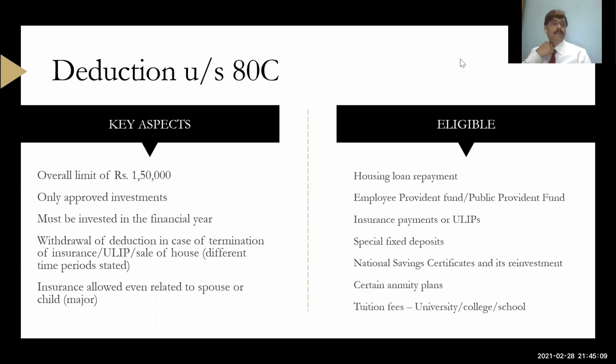One of the important deductions is deduction for approved contributions such as housing loan repayment, contribution to provident fund, insurance premiums, national savings certificates, special bank deposits, etc. There is a provision under income tax law which is popularly known as Section 80C, which allows deduction of up to ₹1,50,000 per year for investments in the schemes mentioned in the slide. Generally, most taxpayers contribute towards these savings instruments and claim deduction.